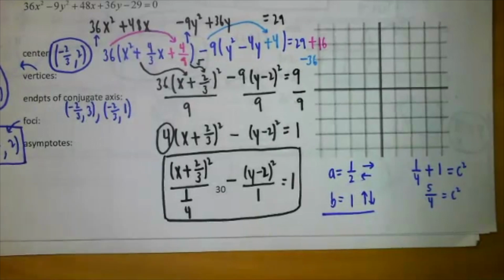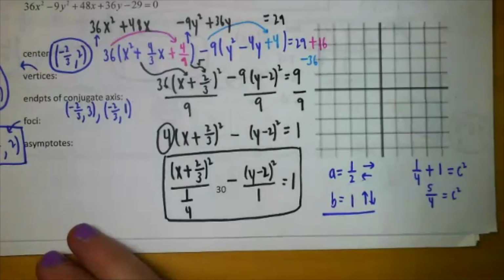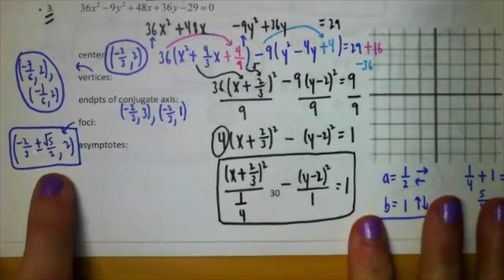Lastly, it's going to be the asymptotes. I still hold to my strategy that it's easiest to write the equations of asymptotes once we have the graph in front of us. So that's what I'm going to do. I'm going to just save the best for last, and then sliding that over a little so you can see it. Negative 2/3 plus or minus square root of 5/2.